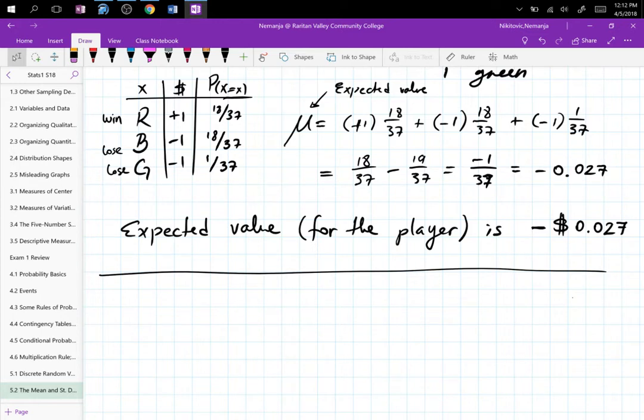So now we want to also take a look at the standard deviation. We'll do the draw right after the class, so you can have the witnesses as well.